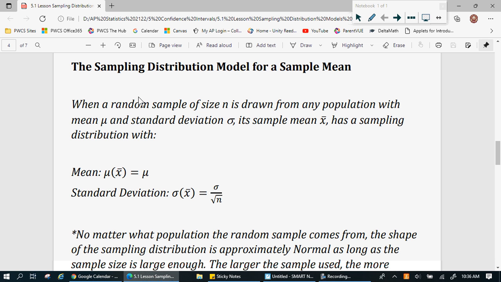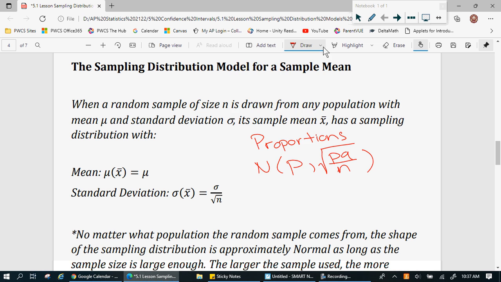And so when we had a distribution for sample proportions, let me do a quick recap. For proportions, we would have a normal model with the mean being the population proportion p. And the standard deviation of that normal distribution for sample proportions would be the square root of pq over n.